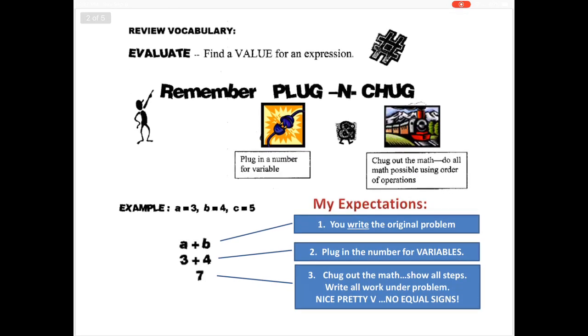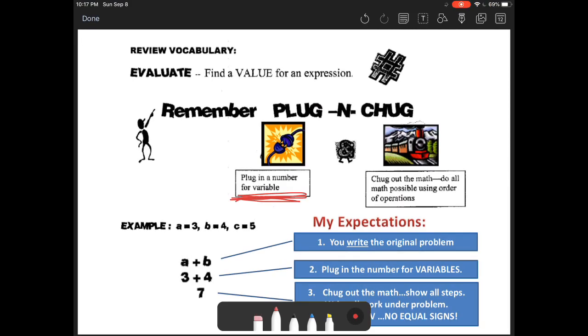So, evaluate, to find the value of an expression. That means you have an expression, which is a series of variables, numbers, and symbols, and then we want to find the value of it. So to evaluate means we're going to plug in a variable and then chug out the math. So here we go.